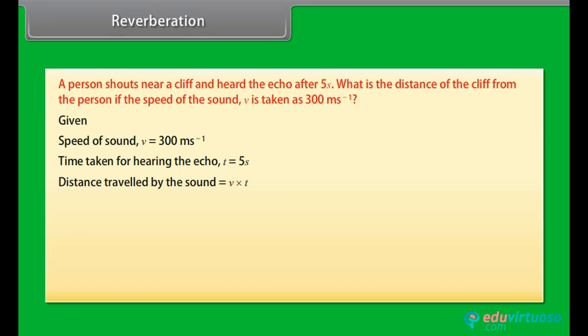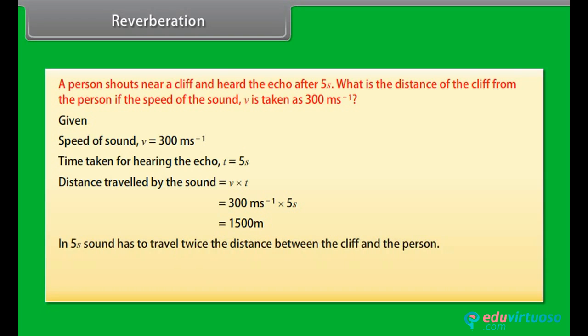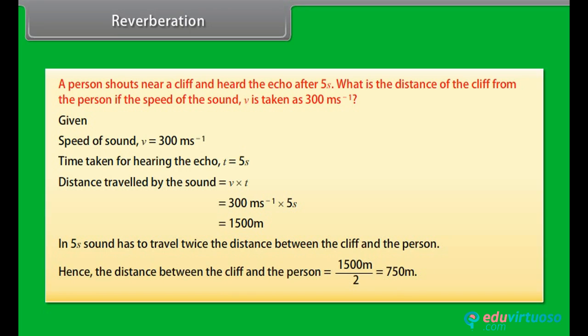Distance travelled by the sound is equal to v × t, which is equal to 300 meters second raised to the power minus 1 × 5 seconds, which is equal to 1500 meters. In 5 seconds, sound has to travel twice the distance between the cliff and the person. Hence, the distance between the cliff and the person is 1500 meters divided by 2, that is 750 meters.